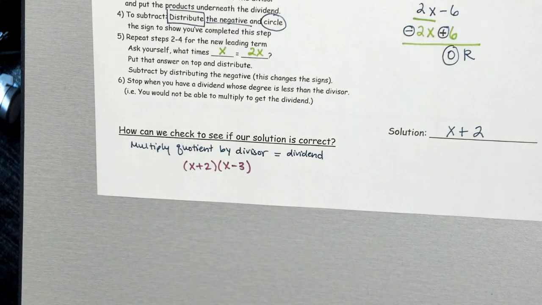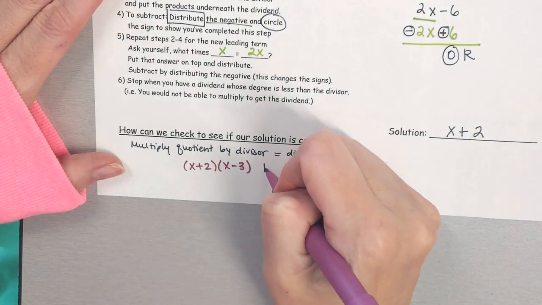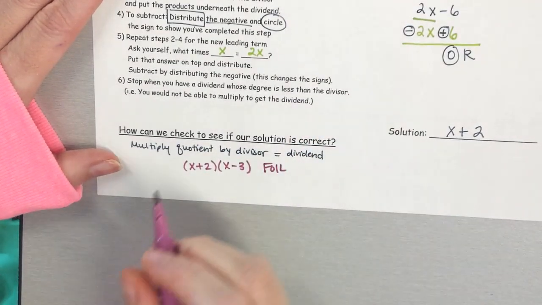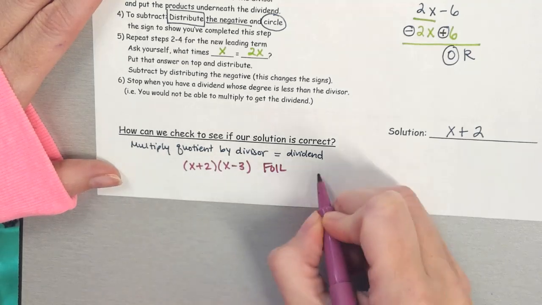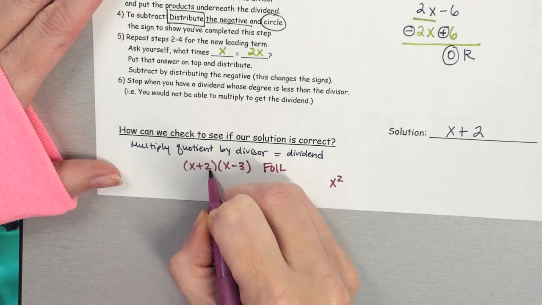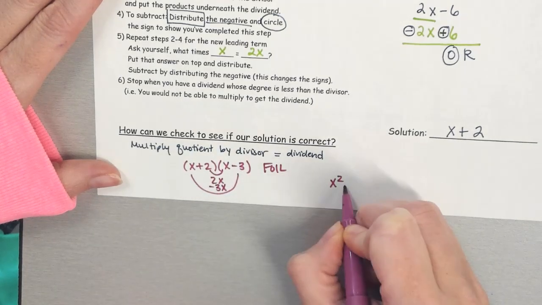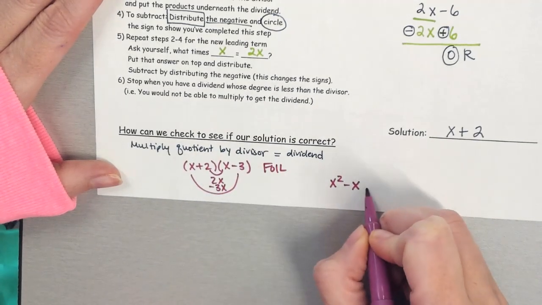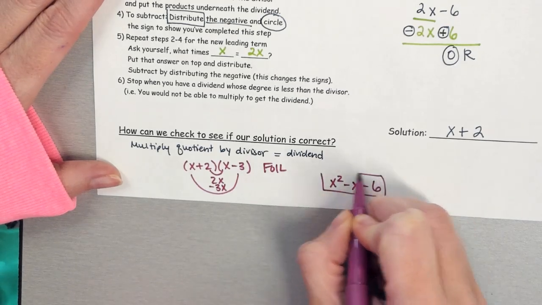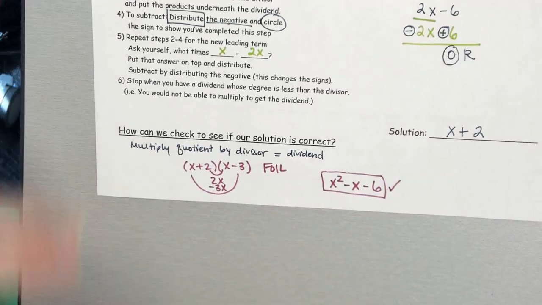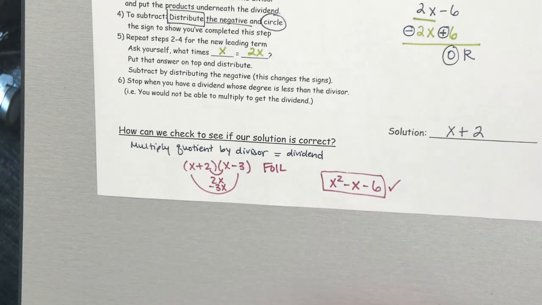FOIL! Yay! Okay, so x times x is going to be x squared. Inside you have 2x, outside you have negative 3x. 2 times negative 3 is negative 6. Is that your dividend? Yay, then we did it right.